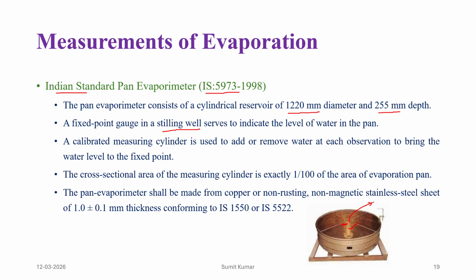The water is added by a measuring cylinder whose cross section area is 1 by 100th of the area of the evaporation pan. The pan evaporatometer shall be made from copper or non-rusting, non-magnetic stainless steel.